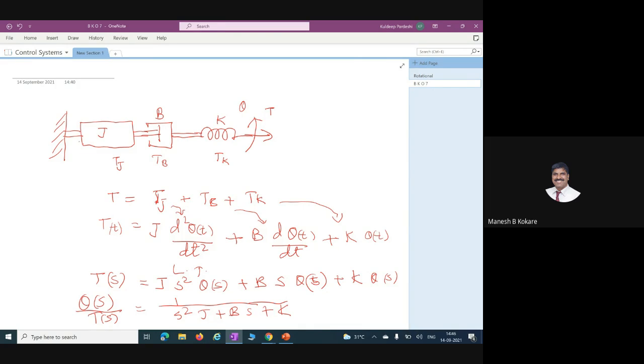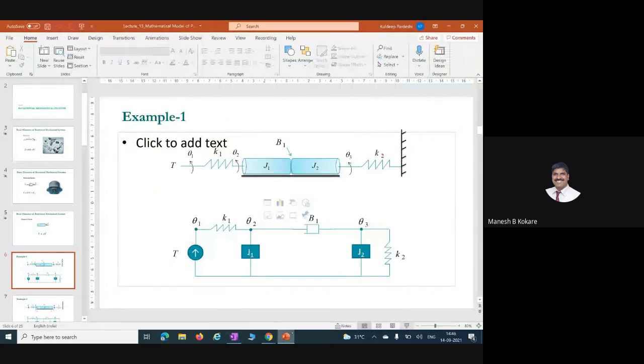Okay, I hope that you have understood this simple problem. When the moment of inertia, rotational dashpot and spring element are connected in series, and you apply a torque on them, they will start rotating, but at that time they will offer a reactive torque. So the applied torque must be equal to the reactive torque. That is called the torque equilibrium equation. Then we wrote the torque equilibrium equation, T is equal to Tj plus Tb plus Tk. After that we wrote all those terms, and then we found the overall transfer function, and so on.